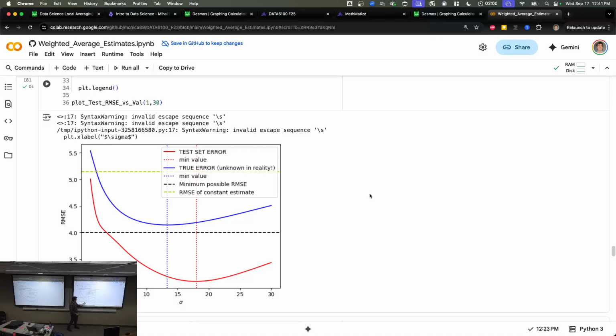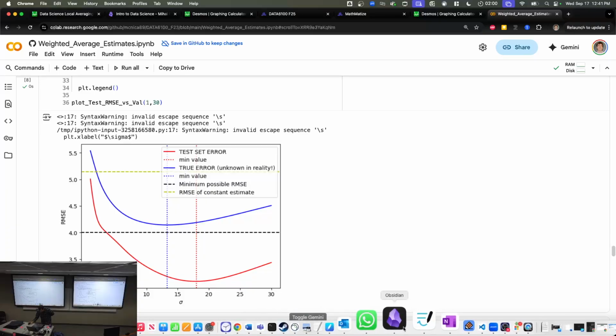But the choice we're making is what is the best possible value of sigma. Those are pretty close. Where the minimum happens on the blue curve and where the minimum happens on the red curve are pretty close together. And so our procedure works pretty well. Even though we can't find the actual true minimum, we can get pretty close by doing this estimation procedure with the test set. And that is the workflow I wrote over here.